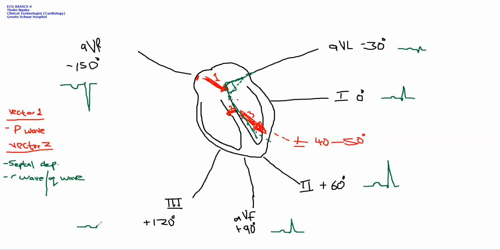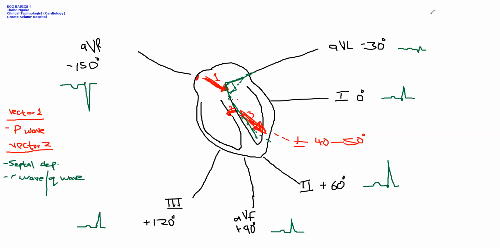So you see that with septal depolarization, because vector 2 was moving towards lead 3, you got that initial R wave. But then because vector 3 is more forceful and bigger than vector 2, vector 3 just takes over, and you hardly even see that septal depolarization. So you just get a nice R wave there. So our ECG is almost complete now.